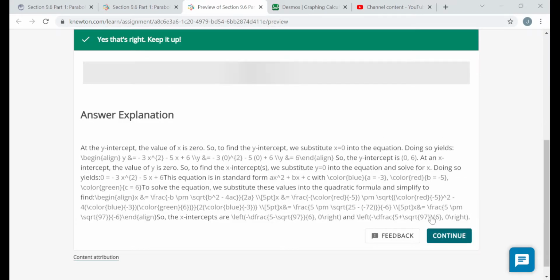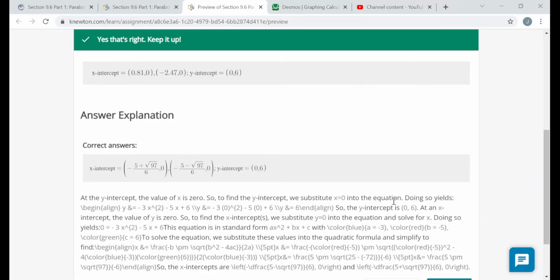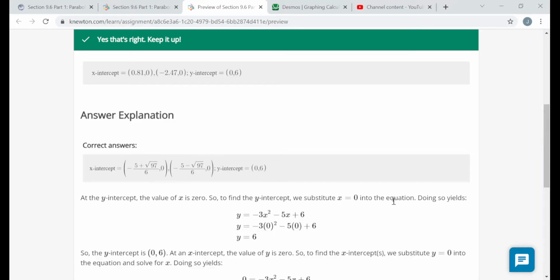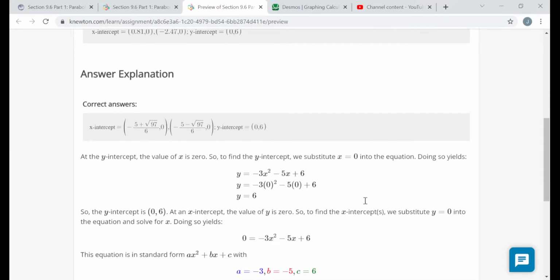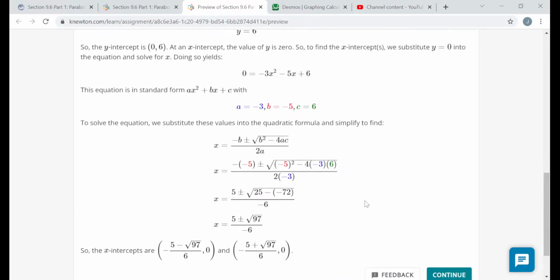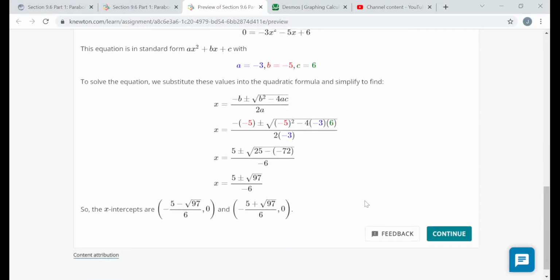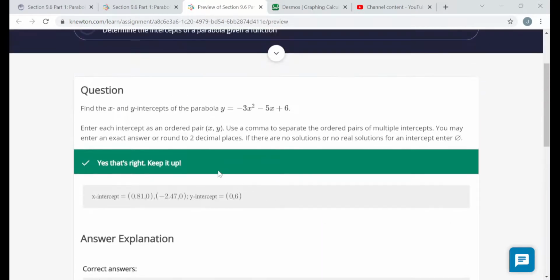Great. And after every question, there should be an answer explanation, whether you got it right or wrong. Please read this. If you got it right, read through it just to make sure you got it right for the right reasons. And if you got it wrong, read through it just to make sure you're learning from your mistakes. Try to figure out where you went wrong, why you were wrong, and figure out how to fix it in future questions. All right, and you see they entered the exact x-intercepts at the end. I rounded it to 2 decimal places because they said we could, right? See, or round to 2 decimal places.